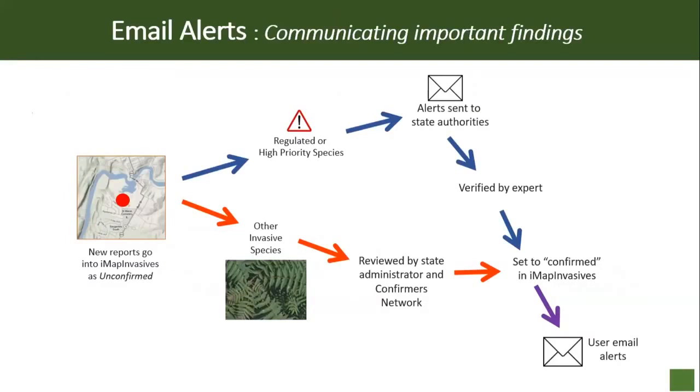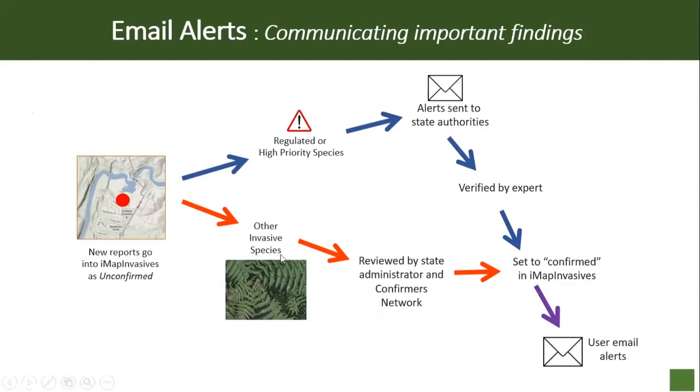And just to provide some more framework on how these email alerts come into play, all new reports go into iMapInvasives as unconfirmed. For regulated or high priority species, email alerts are triggered and sent to state authorities and then verified by experts before they are set to confirmed in iMapInvasives. And at that point, these records can often trigger alerts for general users who have set up email alerts.